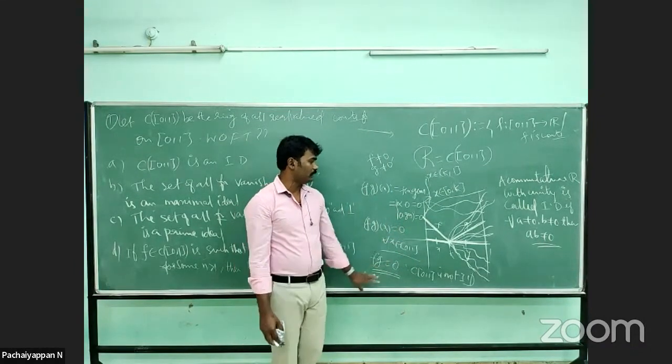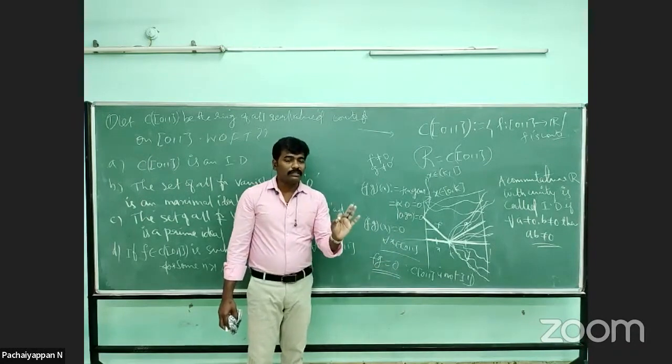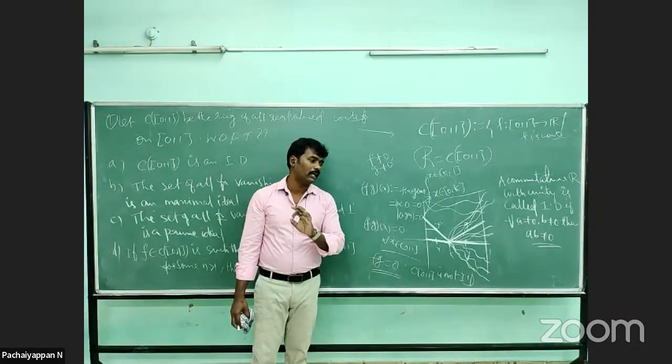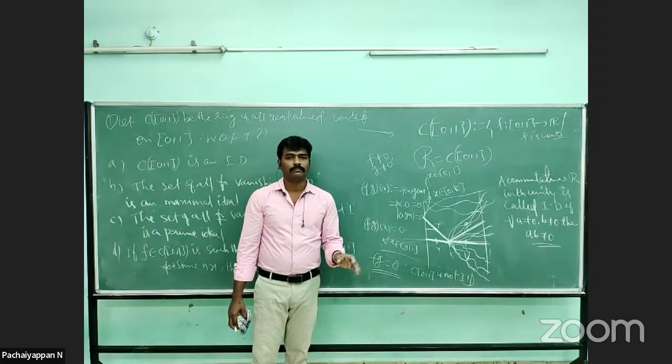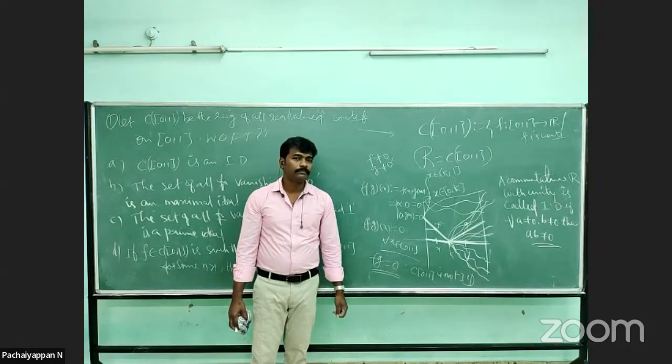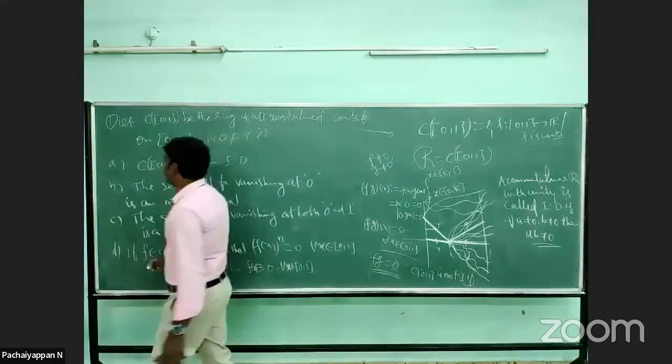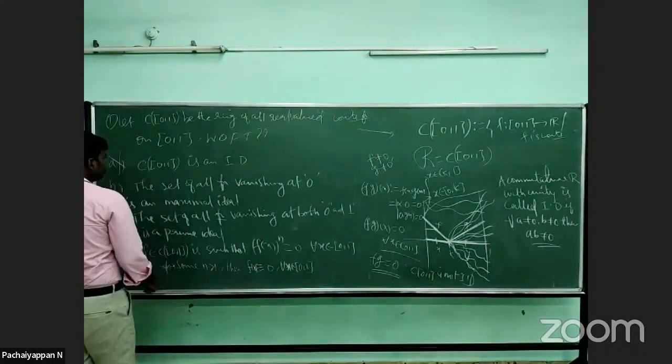Is there any question, please? The moral of the story is C[0,1] is not an integral domain, but it's a ring. That's a commutative ring with unity. That's all. It's not an ID, integral domain. Is there any question? Any question up to right now? No, sir. Okay, therefore option A is false.